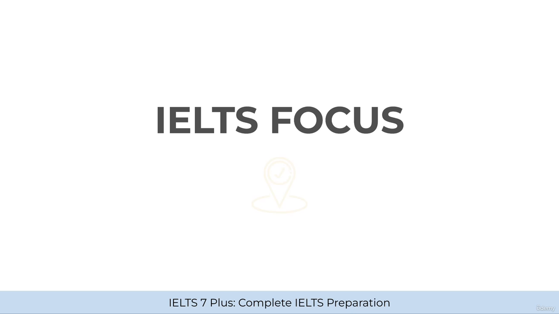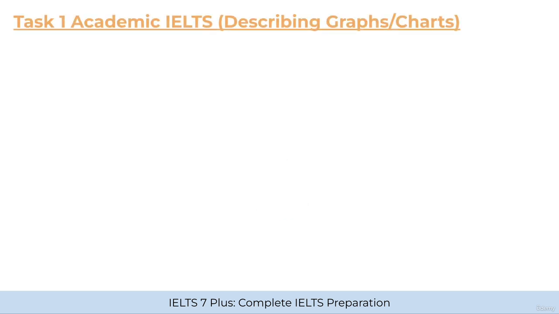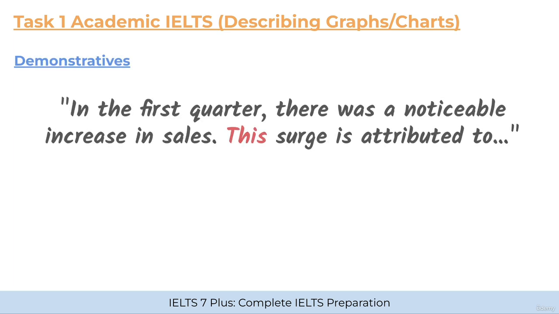So we're going to move into an IELTS section now, an IELTS focus, and hopefully this can help you prepare for the exam a little bit. So when describing charts and graphs in the Task 1 academic, you can use demonstratives. You could say, in the first quarter, there was a noticeable increase in sales. This surge is attributed to, and then you're referring back to the increase in sales. Very nicely, you're saying this, and then you're also rephrasing it again. So instead of saying this increase in sales, you said this surge. So lots of variation here, great words to use.